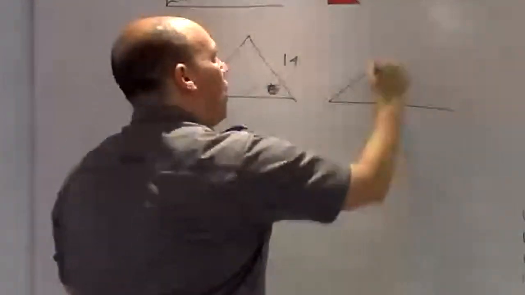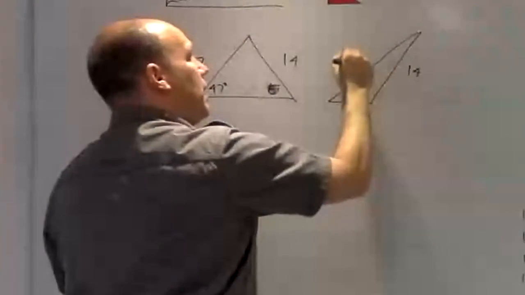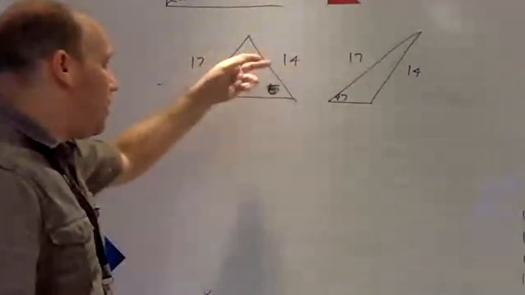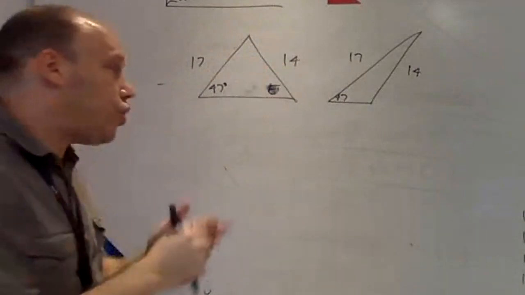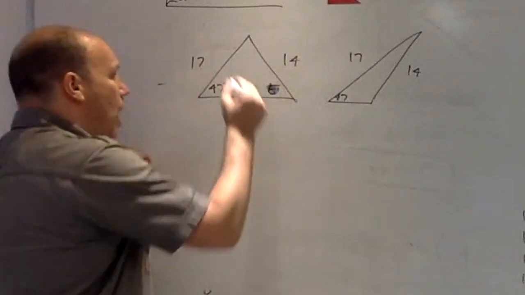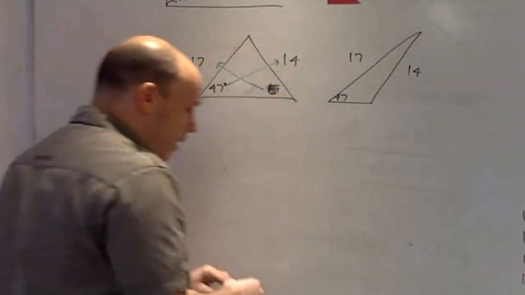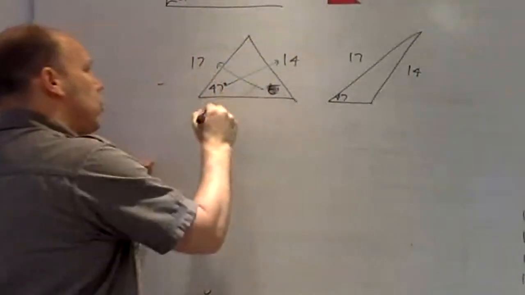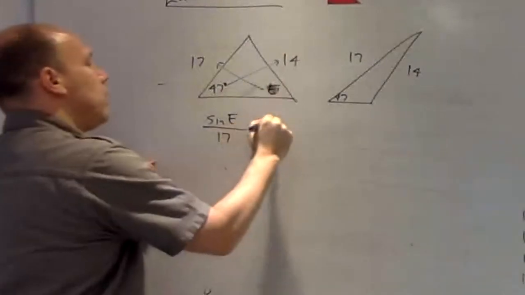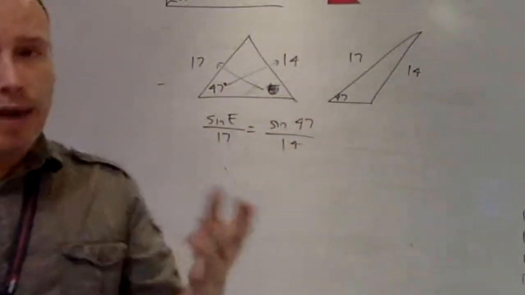Maybe it looks like this. Maybe here's 14, 17, 47. There's a possibility that there are two triangles with these characteristics. No big deal. So let's set this up. I know that 14 is opposite 47, E is opposite 17, law of sines. So the sine of E divided by 17 is equal to the sine of 47 over 14.